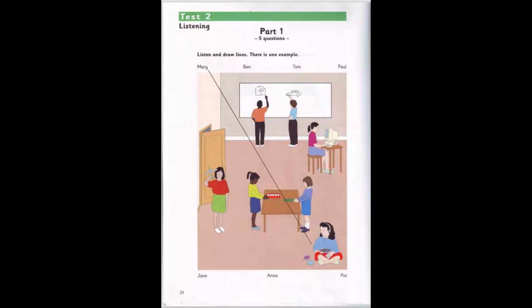Part 1. Look at Part 1. Look at the picture. Listen and look. There is one example.